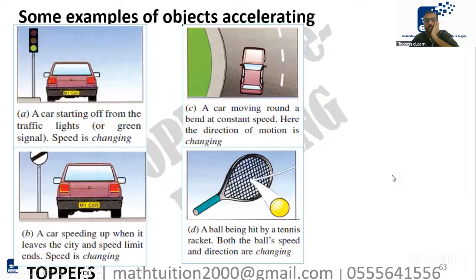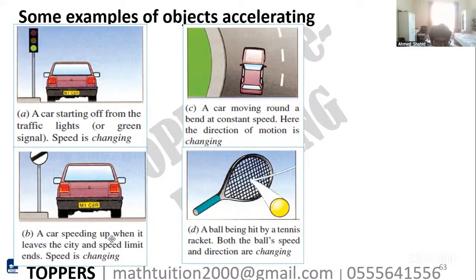A ball being hit by a tennis racket: both the ball's speed and direction are changing. It was coming in one direction, and on hitting, its direction changed, right? So velocity changed. Velocity change means it is accelerating. Clear? Yes, sir. Next class we will learn uniform acceleration.